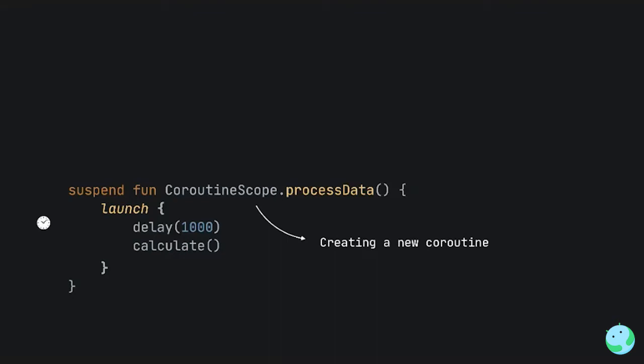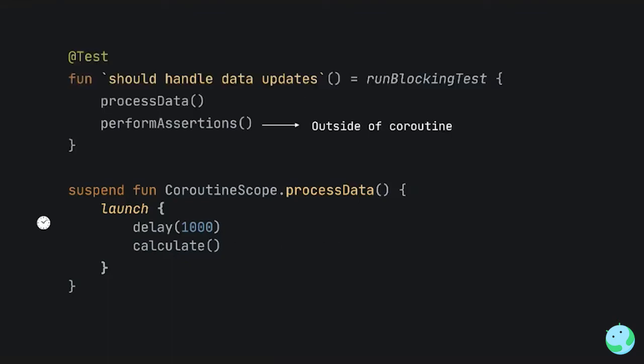The other thing is that after I call this method processData, I'm also doing some assertion. So when the processData method is called, it launches a coroutine, and then it goes ahead and executes more code that you have after it. So how is this handled by runBlockingTest? How is this delay handled?